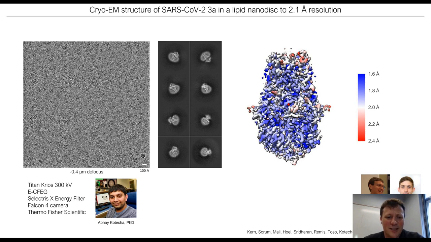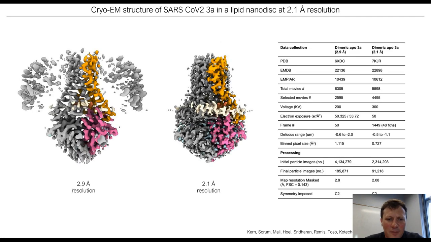And so this was using the Titan Krios with cold FEG and Selectris X energy filter and the Falcon 4 camera. So you can see immediately, I think, the improvement in map quality from the image shown on this slide, and I'll just show the two maps next to one another so that the comparison is more clear. It's really substantially more detail in this higher resolution map on the right.